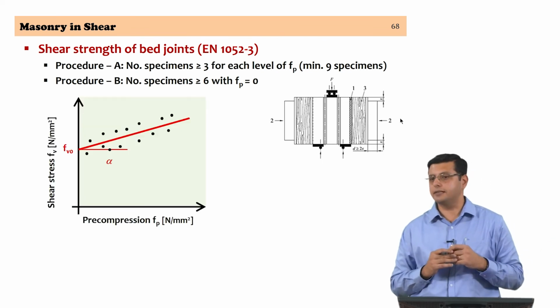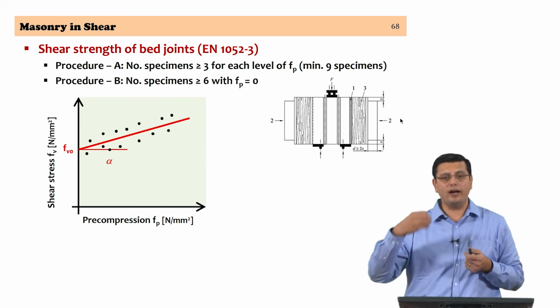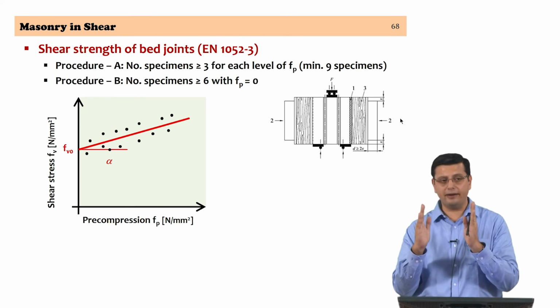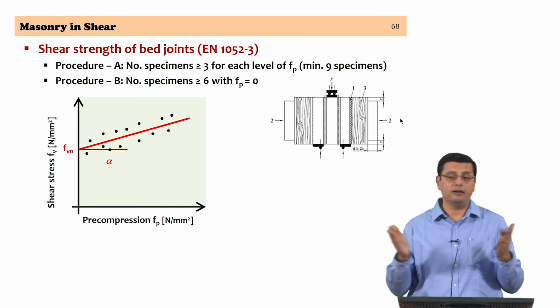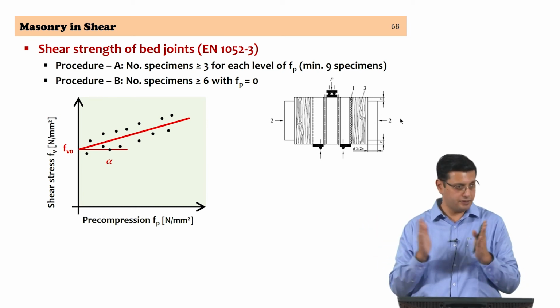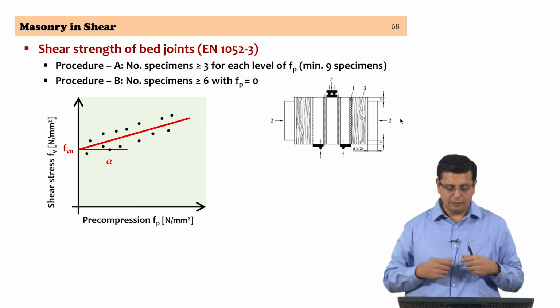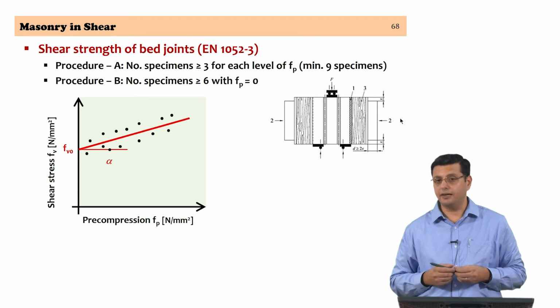So, the way the test is conducted, let us say you have designated the different precompression levels, you have 0 precompression level as well. Since the test is being conducted in a vertical manner, you can theoretically and practically have a situation of 0 precompression. And then you can change the level of precompression, you have designated levels at which the test is being conducted.